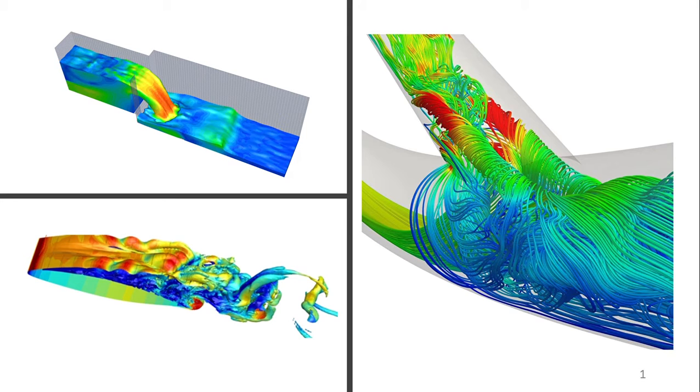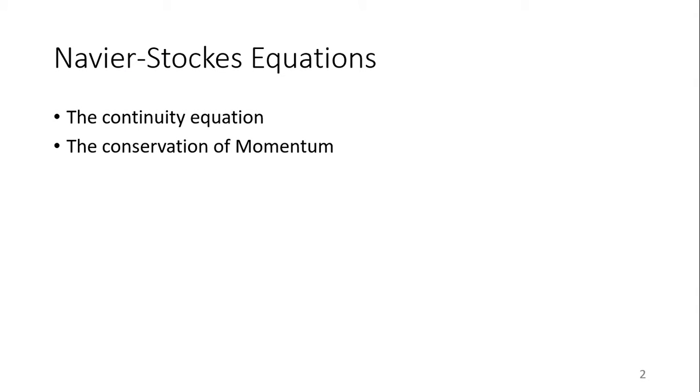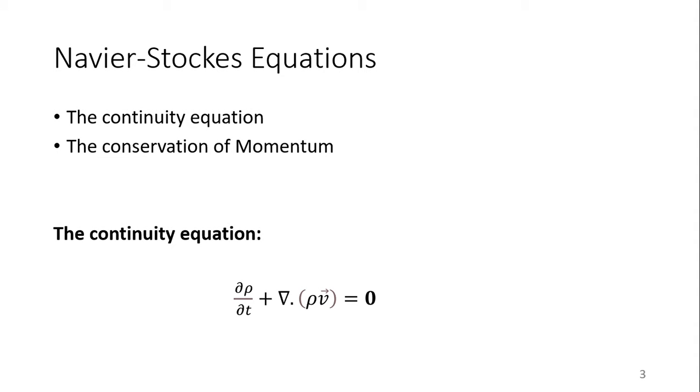This is the first part of the lecture on fluid mechanics. To study the behavior of fluid, we use the Navier-Stokes equation, which is a combination of the continuity equation and the conservation of momentum. In this video, I will be discussing the continuity equation. The learning objective is to derive the equation and to understand its terms.